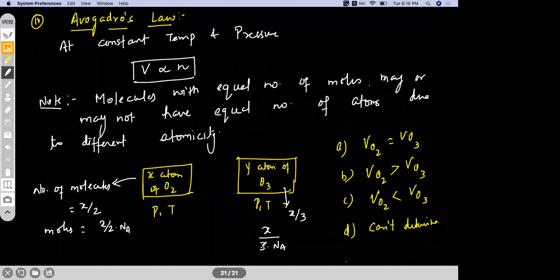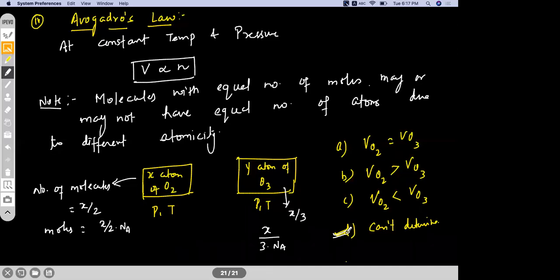Acha, Y atoms we have. Yes, yes. Oh, I've written Y. Fine. Okay, guys, by mistake I have written this Y atoms. Obviously, if you have X and Y, then option D is correct. There's no doubt about it because we don't have a relation of X and Y. So we cannot determine the volume of O2 and O3.